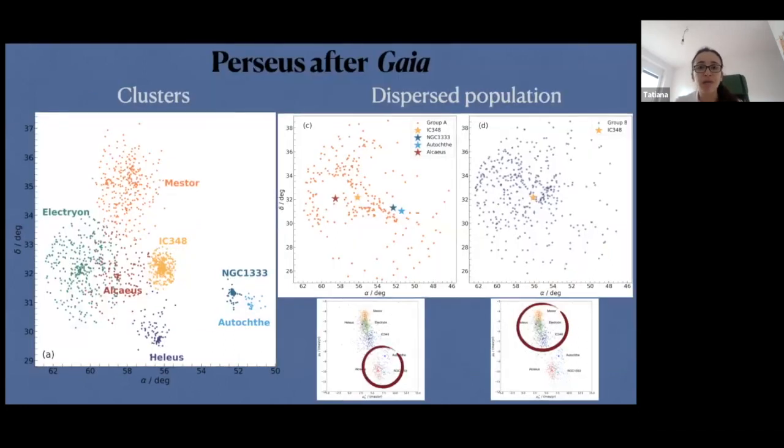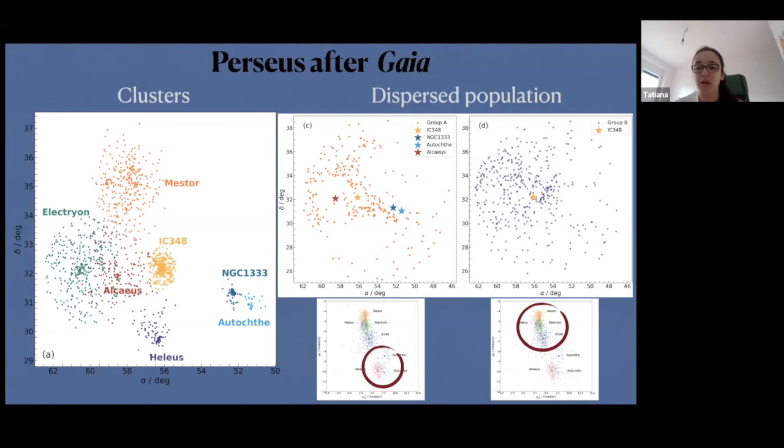And I'll close this section by showing Perseus after Gaia at a glance. So we have now 7 clusters in this complex, and which show this separation in different parameters. And the interesting thing is also that in the dispersed population, we see something similar as well.